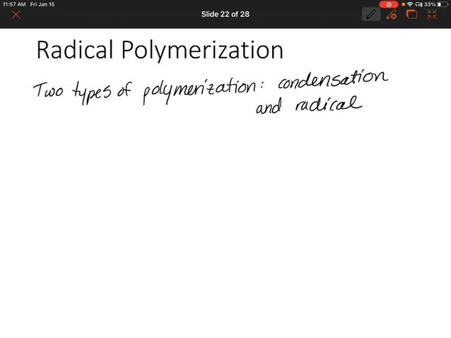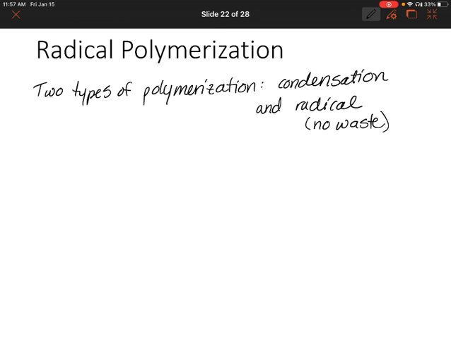But that means you do end up with some byproducts, which isn't always desirable because then you have to remove those byproducts. So you would have to, let's say, boil off any water that forms or maybe the methanol that forms. But radical polymerization doesn't have any waste, or rather, it doesn't have any byproducts. So let's just look at a general polymerization reaction.